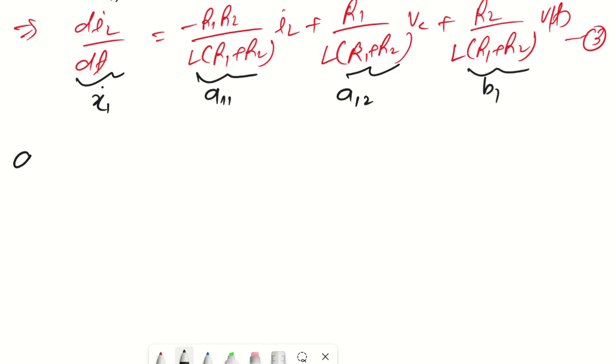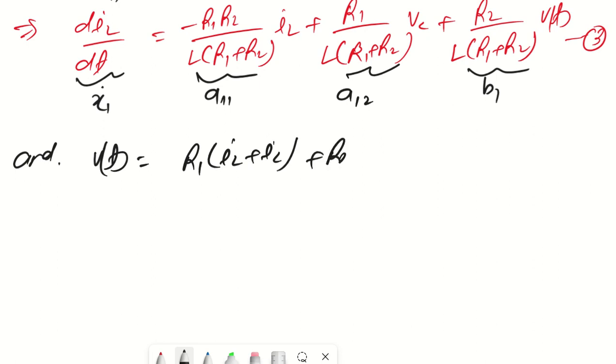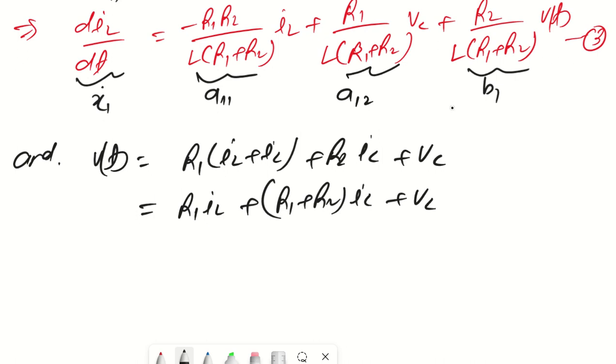We had the equation Vt is equal to R1 into IL plus IC plus R2 into IC plus VC. So this was the equation. So can we write it down again, IL and IC separately? So we can write it down as R1 into IL plus R1 plus R2 into IC plus VC. Right? Now, can we do one thing? Since IC we don't need, IC we have to keep separate, so IC we will take to the left side.